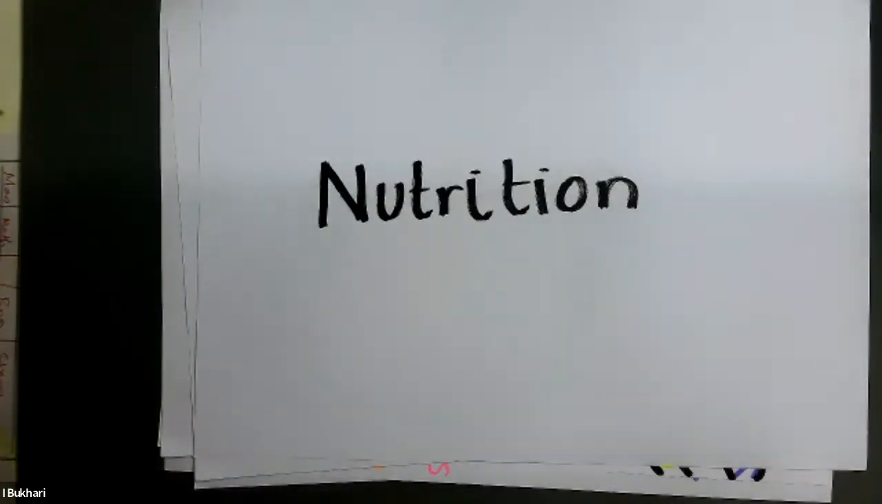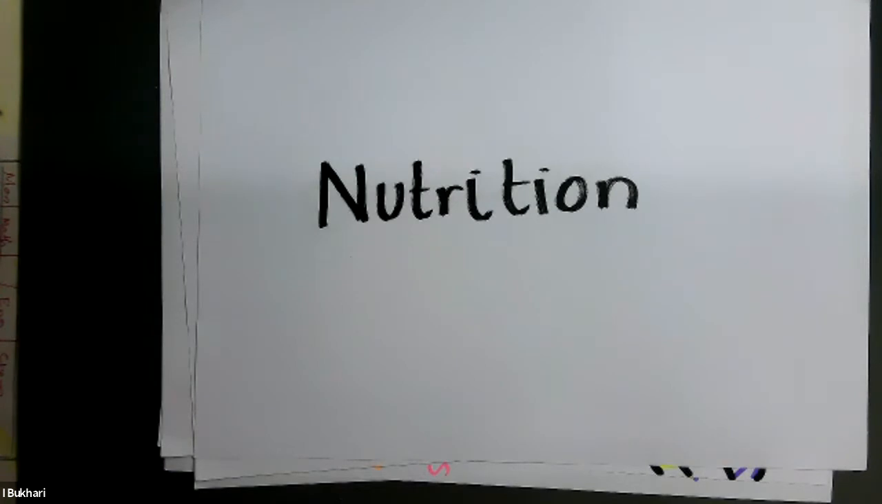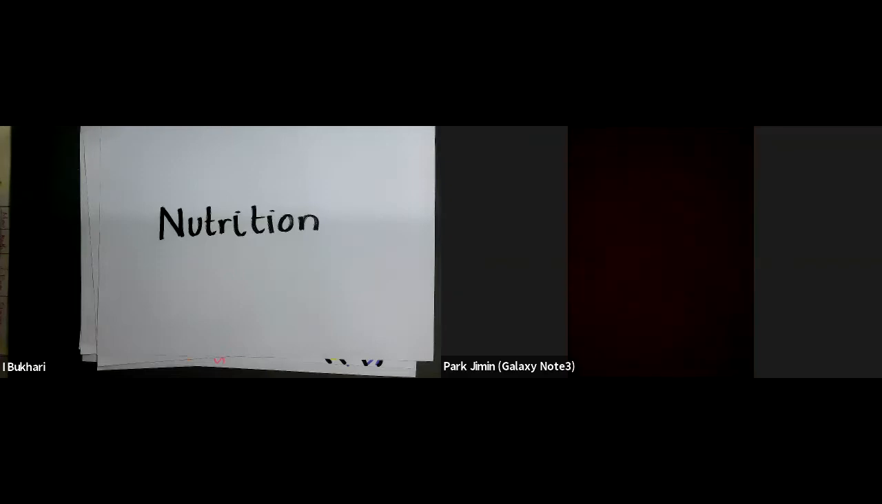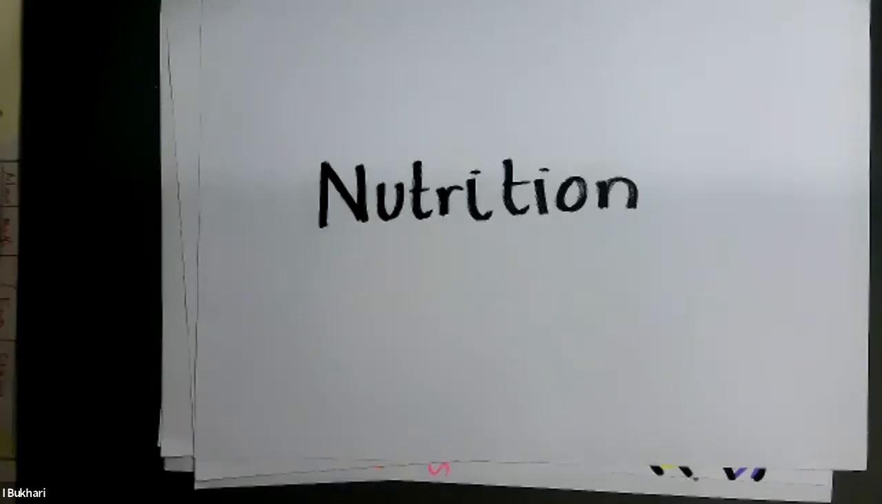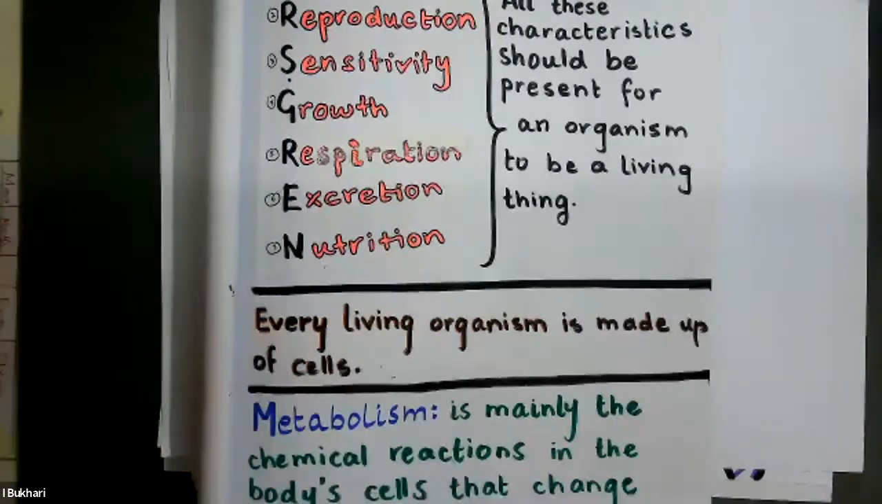Number 7 characteristic of living things is nutrition, which is the taking in of energy for growth. In the case of plants, they require light, water, carbon dioxide, and ions. But animals need organic compounds, ions also, and they usually need water and sugar and oxygen to live. So these are the seven characteristics for an organism to be a living thing.